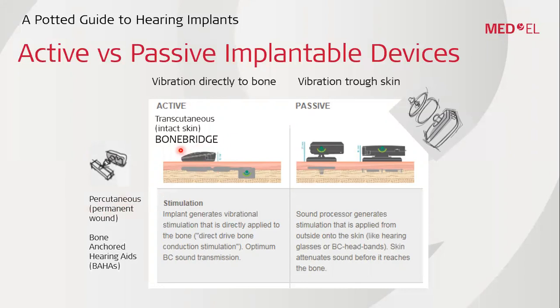So the BONEBRIDGE is a transcutaneous solution, so no more skincare is needed, and also it is an active solution. And what is the meaning of active? Active means that the part which is implanted under the skin, which is fixed directly to the bone, is the part that transmits the vibrations directly to the bone. So it provides the best sound quality, not like the passive solutions where the part which is outside the skin is the part that vibrates. So for sure, there is a lot of losses in the skin of the patient.